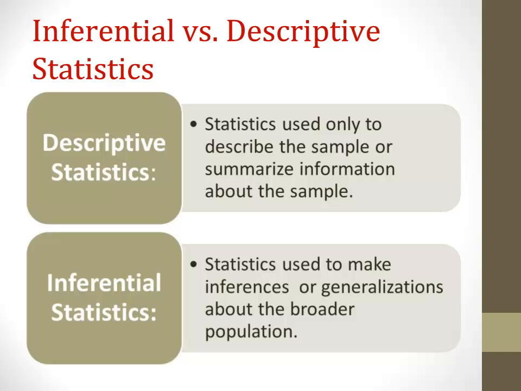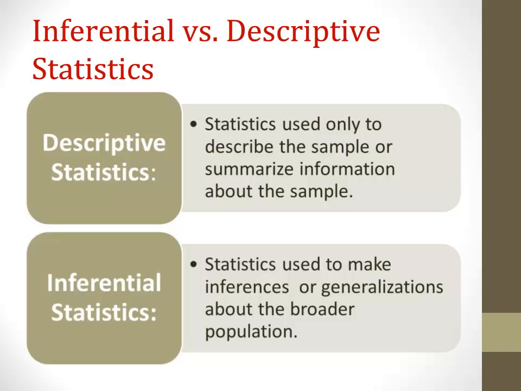Now, whenever we collect data from a sample, there's two different types of statistics we can run. The first is descriptive statistics. Descriptive statistics are used to describe the sample or summarize information about them. Examples of descriptive statistics include mean, median, mode, and standard deviation.